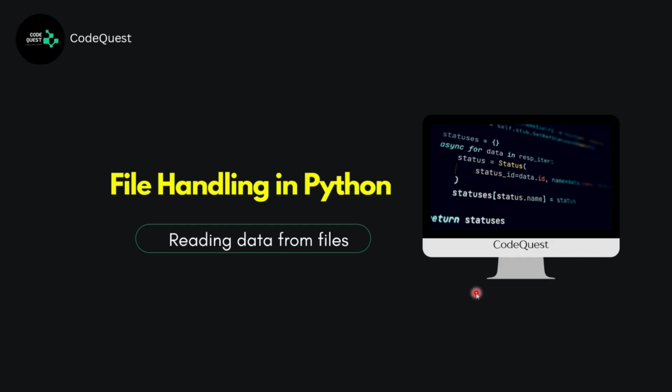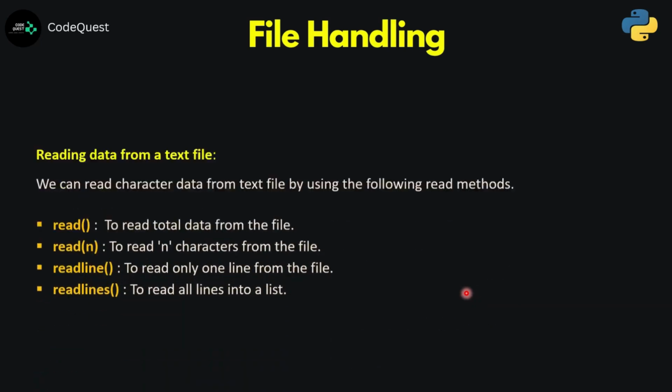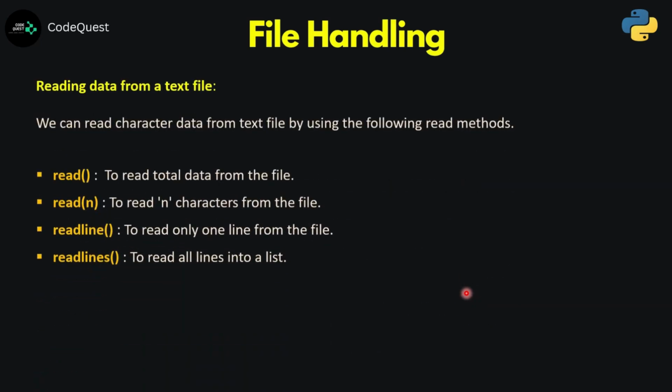Now let us see how we can read data from a file. While reading data from a text file, we are allowed to use 4 different categories of method called read. When I write read without any parameters, it allows me to read the complete data from the file. Irrespective of how many lines of text are available within a file, I can read the complete data from the beginning to the ending.